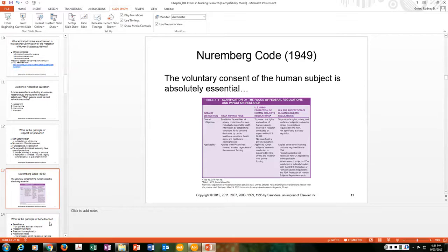The voluntary consent of the human subject is absolutely essential. And this is made clear by the HIPAA Privacy Rule, the U.S. Department of Health and Human Services regulations, and the United States FDA Protection of Human Subjects regulations.